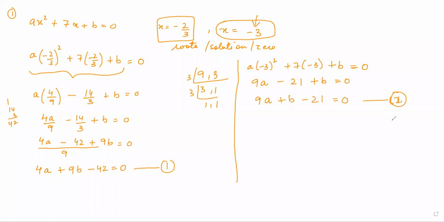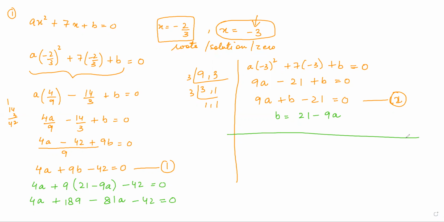So any method you can use, elimination or substitution. So if I use substitution, let me find the value of b from here. So b will become 21 minus 9a, right? Okay, so I'm going to put this value in equation number 1. So I'll get 4a plus 9, now in place of b, 21 minus 9a, minus 42 is equal to 0. So I get 4a plus 9 into 1 is 9, 9 into 2 is 18, so 189 minus 9 into 9 is 81a minus 42 is equal to 0, right?